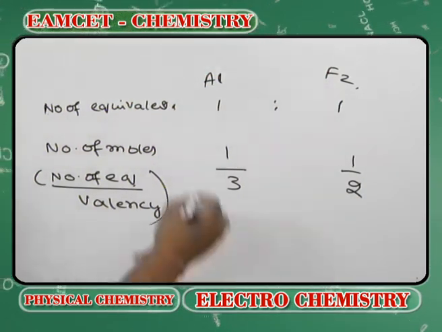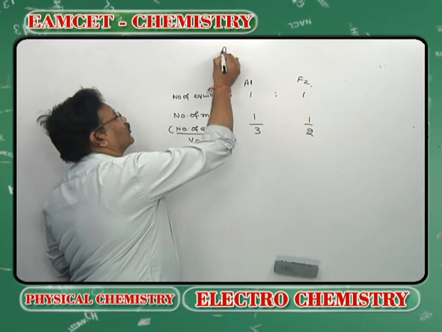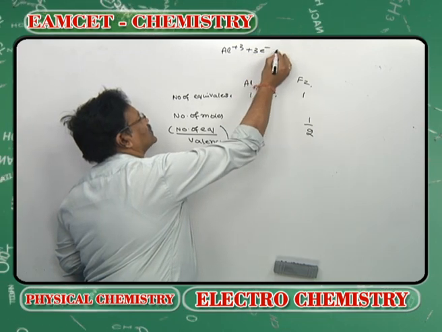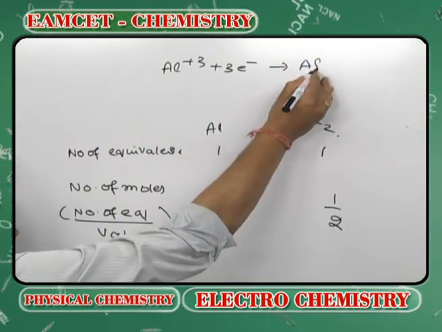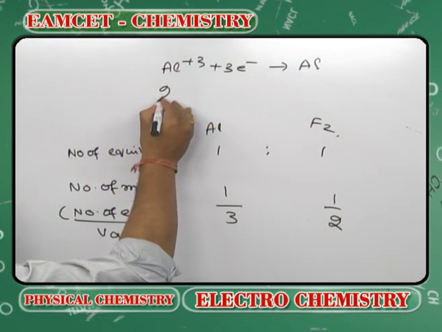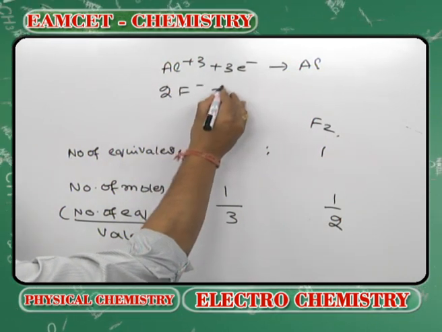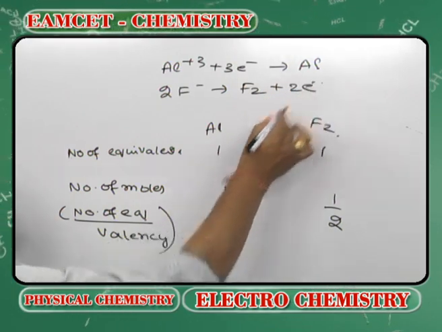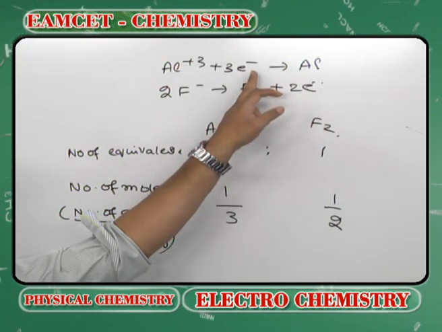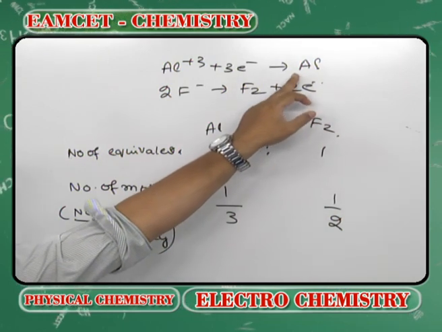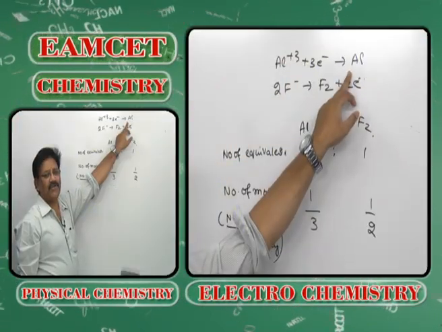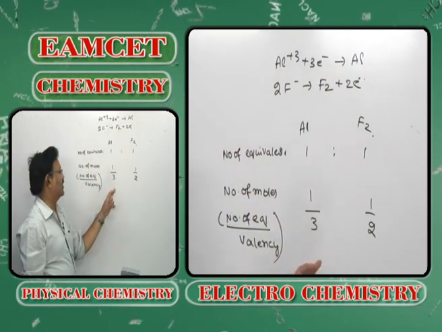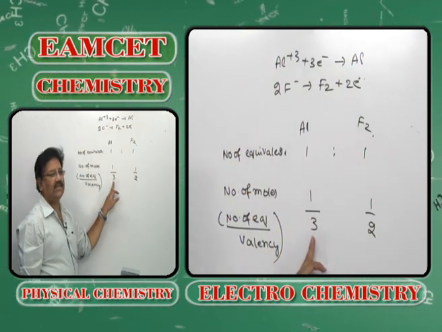Because what is the reaction that is happening at the cathode? Al plus 3 electrons giving rise to Al, and 2F minus giving rise to F2 plus 2 electrons. How do you get the valency? Number of electrons involved for the formation of 1 mole. For the formation of 1 mole of aluminum, how many electrons are involved? 3. That is why valence is taken as 3.